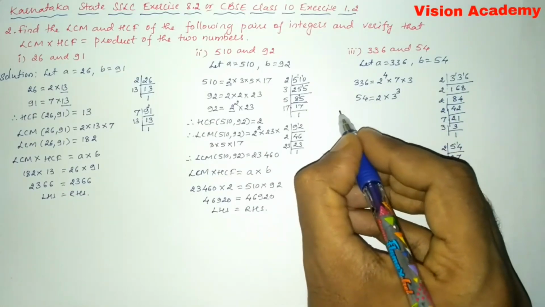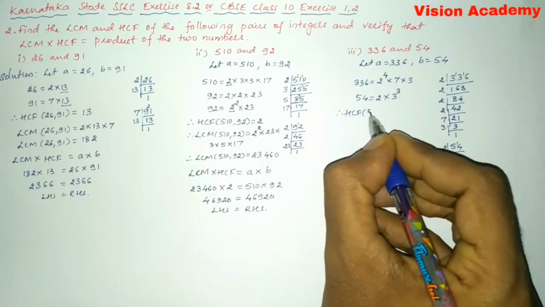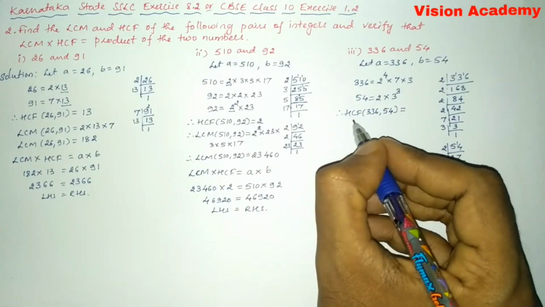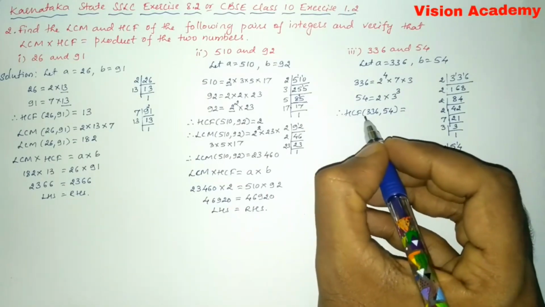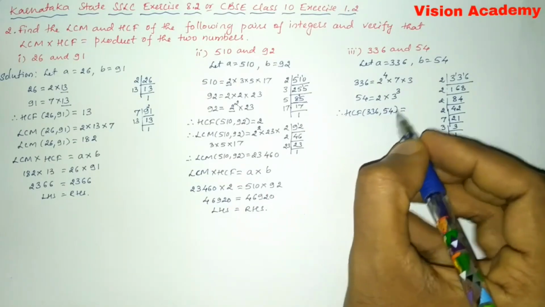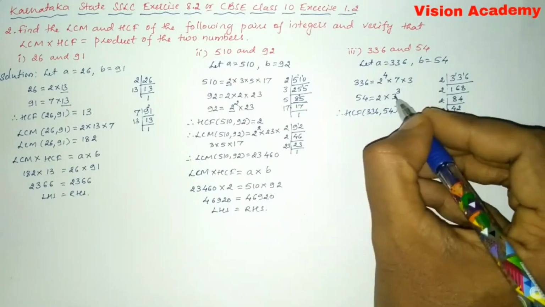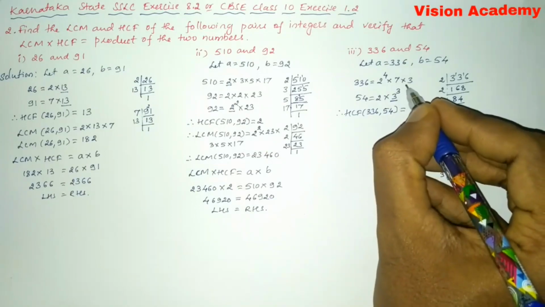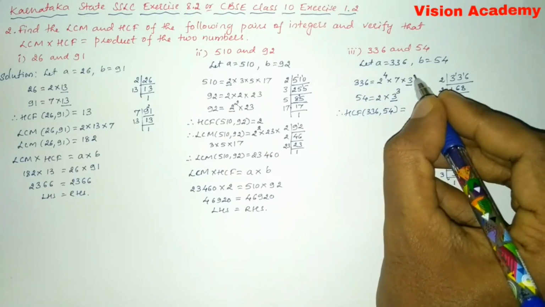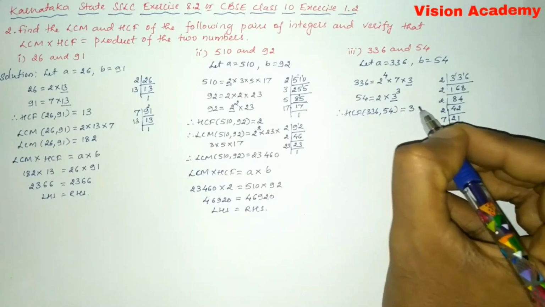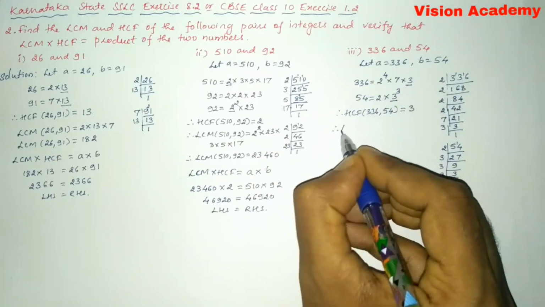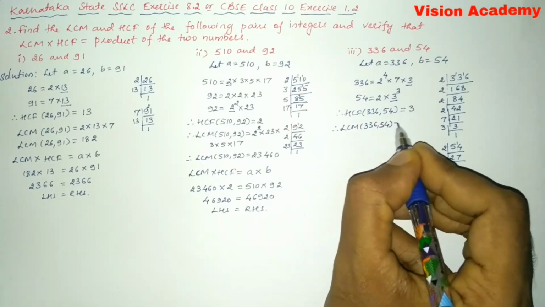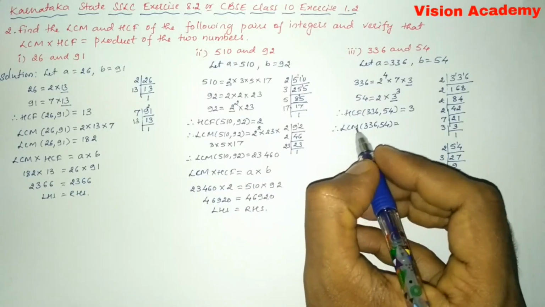Now let us write therefore HCF of 336 and 54 is equal to, as per the definition of HCF, we can say that the product of the lowest power of the common prime factors in the number. So here the common factors are 3 and 3. So the lowest power is 3 to the power 1. Here HCF is 3.